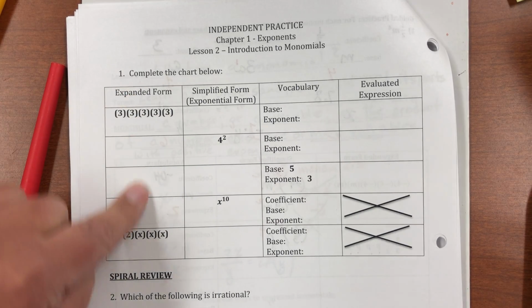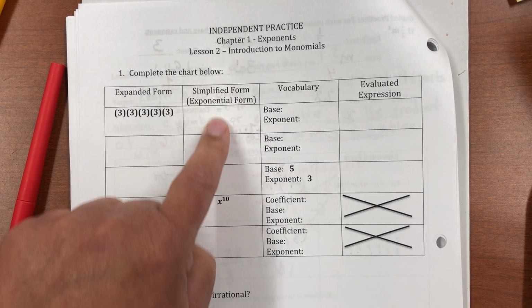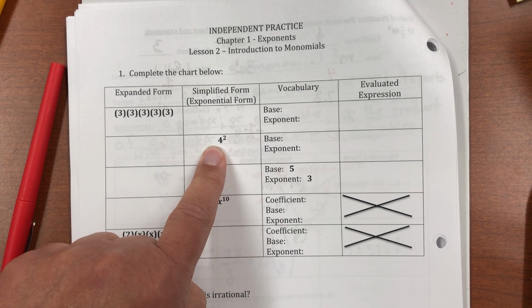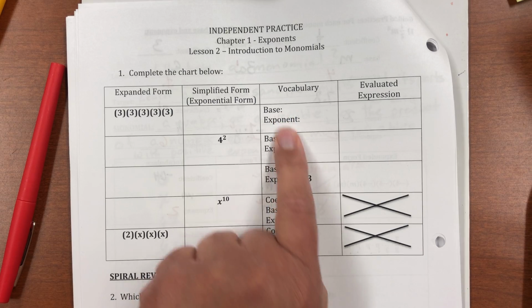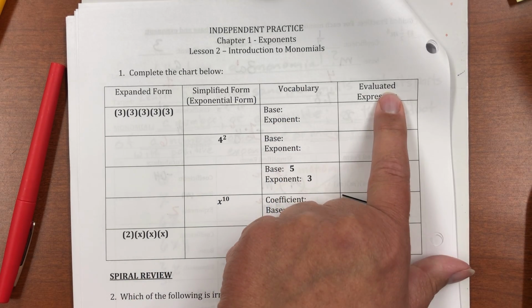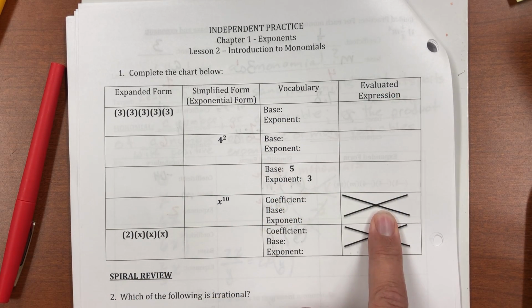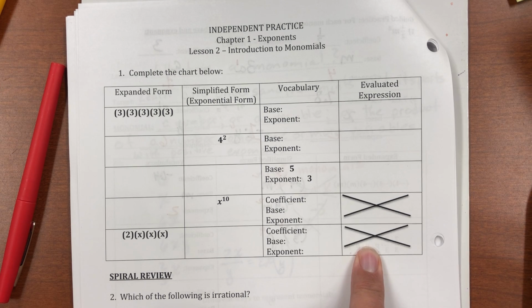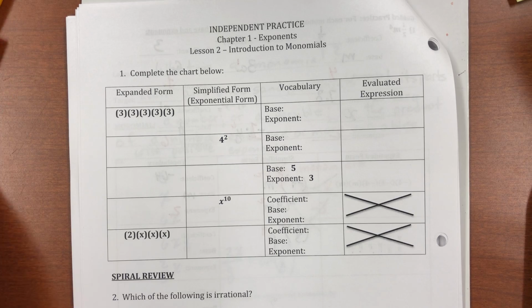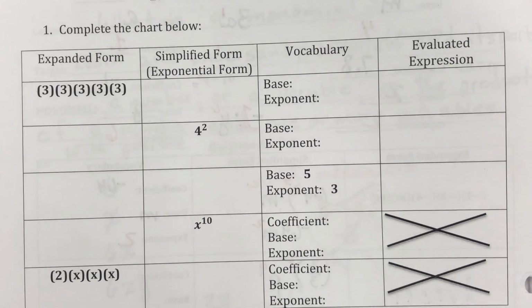This is the expanded form. This is the simplified form or the exponential form. Vocabulary: base, exponent, coefficient, and evaluate the expression. Now there's x's in these boxes because you cannot evaluate these expressions. All right, let me make it a little bit bigger so you can see what I'm talking about.